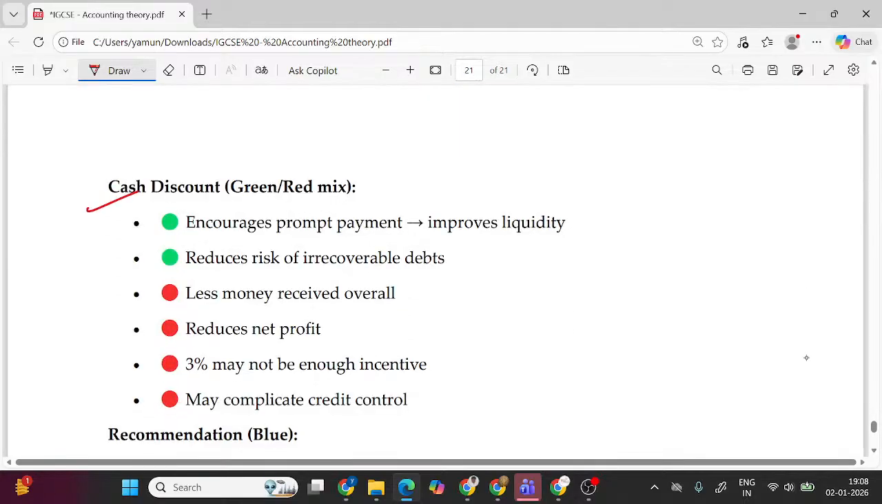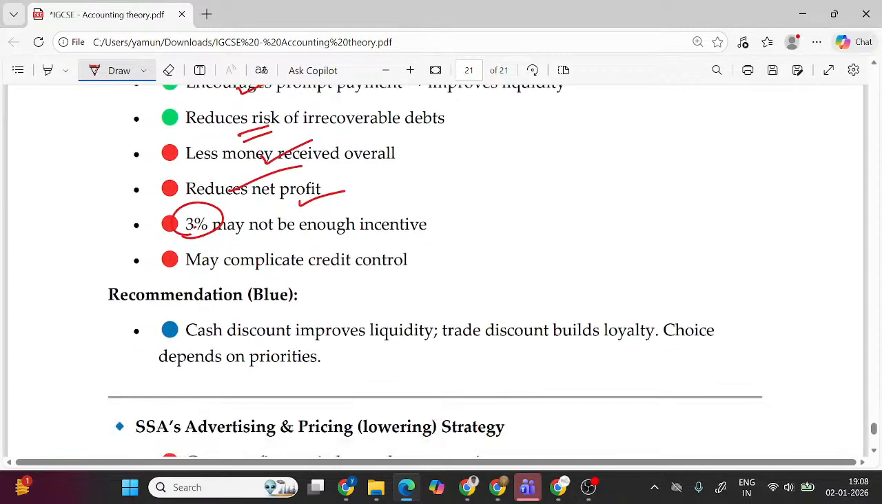A cash discount encourages prompt payment, which is obviously going to improve your liquidity. It reduces the risk of irrecoverable debts. But less money is received overall, which reduces net profit. 3% may not be enough in certain cases, and it may complicate credit control. So what can you do? Cash discount improves liquidity, trade discount builds loyalty. So the choice depends on what type of customers you're going to attract.